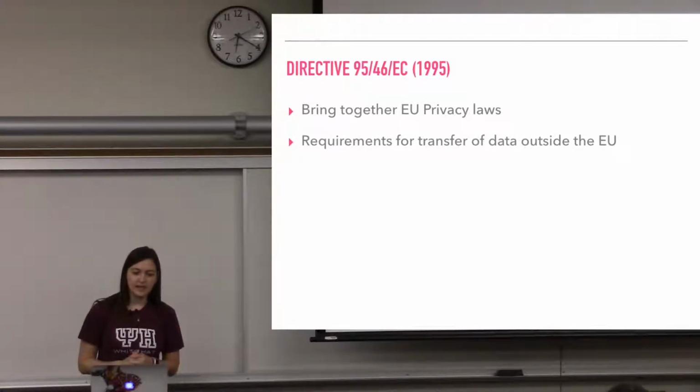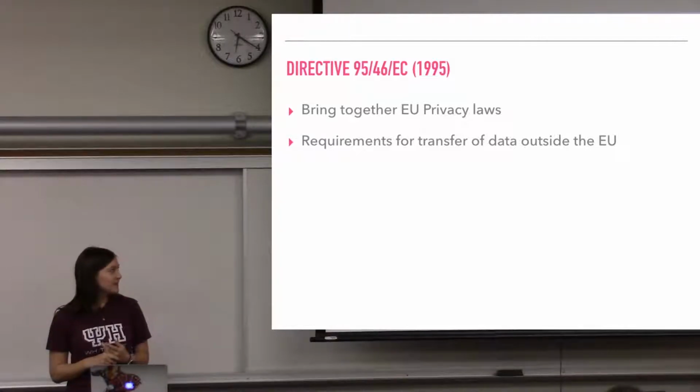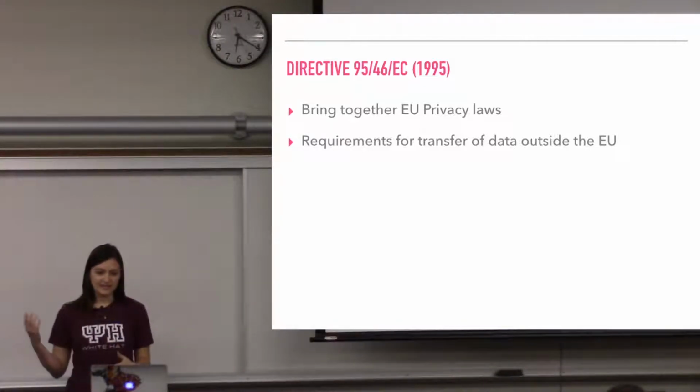And one of the big things that this added was requirements for transfer of data outside of the EU. And I think this was where the idea of protected areas was introduced. Like, do we trust the countries we're sending data to? Like the difference between sending data to a close ally, like the US, versus somebody who may not be an ally, some other country.